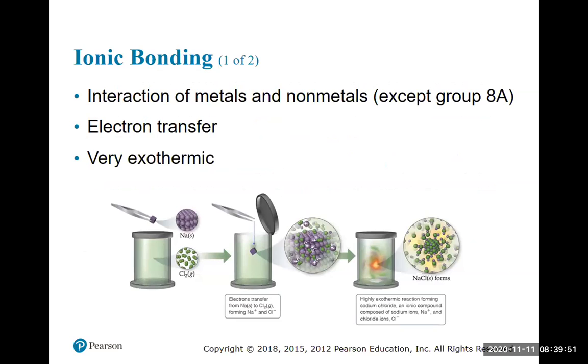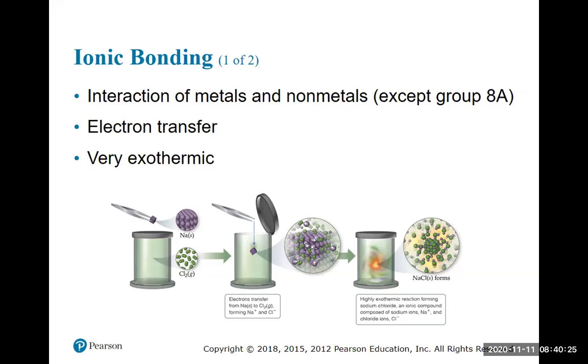Let's talk about ionic bonding a little bit. When we have ionic bonding, we're almost always talking about an interaction between a metal and a non-metal. So in other words, those things on the left-hand side of the periodic table interacting with the things on the right-hand side of the periodic table. The one exception is group 8A. And remember, group 8A are the noble gases. Those aren't very reactive, as we talked about before. So that's why we're going to exclude those from this discussion.